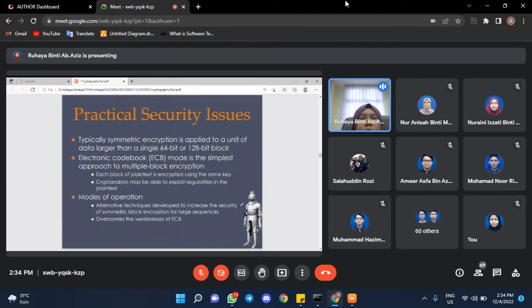Okay, so a practical security issue here is that typically symmetric encryption is applied to a unit of data larger than a single bit or a 128-bit block. ECB mode is the simplest approach to multiple block encryption. Each block of plaintext is encrypted using the same key. A cryptanalyst may be able to exploit patterns in the plaintext, so alternative techniques, operation modes, were developed to increase the security.